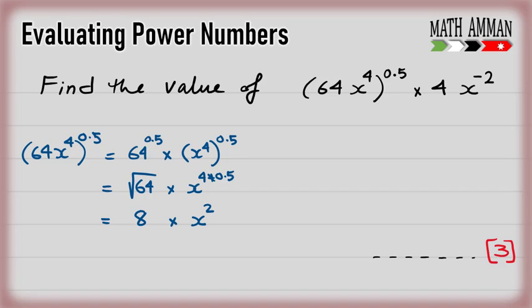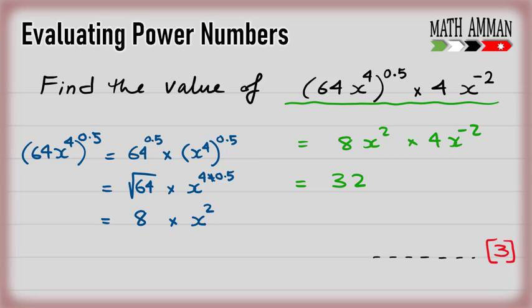Now we multiply this simplified term, 8x to the power 2, by the second term, 4x to the power minus 2. The constants multiply together to give 8 times 4, or 32. And x to the power 2 is multiplied by x to the power minus 2 to give x to the power 2 minus 2, or x to the power 0, which has the value of 1, because any number raised to power 0 is equal to 1. So our final answer is 32 times 1, or 32.